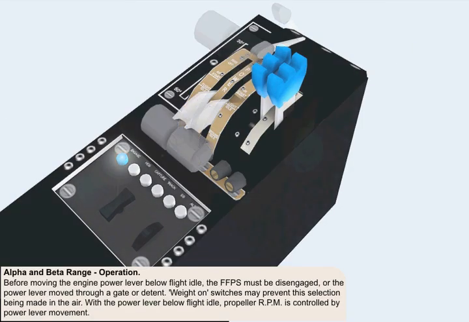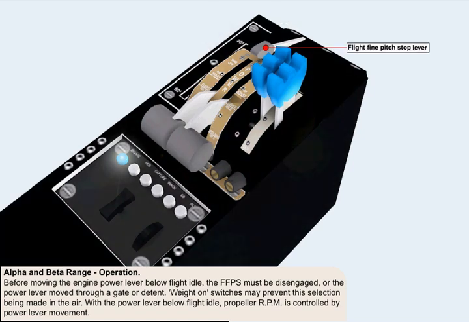On landing, the flight fine pitch stop lever must be moved to the disengaged or ground position before the engine power lever can be moved below flight idle. On systems not equipped with a removable flight fine pitch stop, the power lever must be moved through a fixed gate or detent. On some aircraft, microswitches, which sense that the weight of the aircraft is on the wheels, ensure that this selection cannot be made in the air.